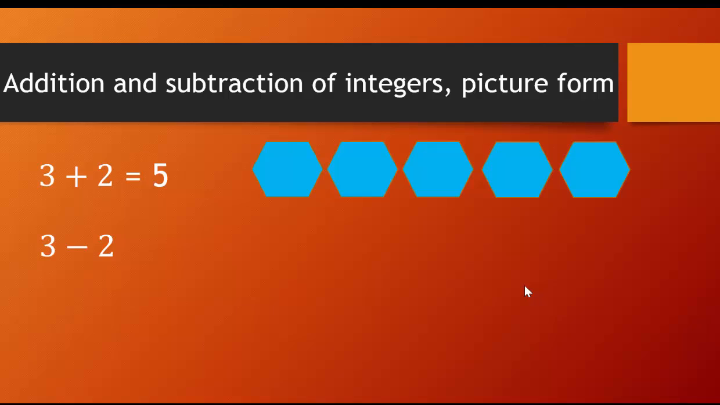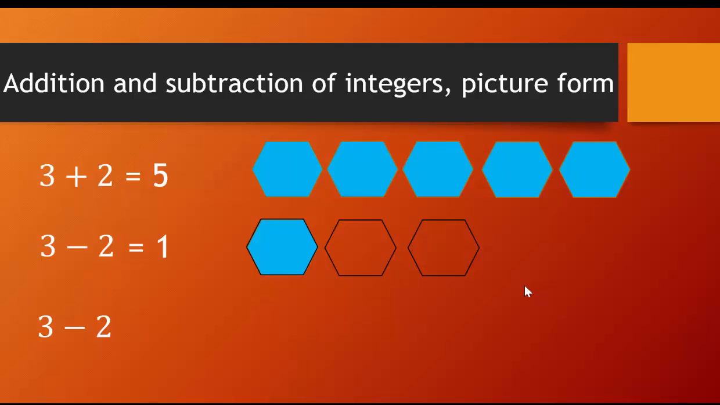Next one is we want to take 2 out of 3. So first we draw 3 shapes in here. And since we are taking 2 away, let's take 2 away. Then remaining is just 1. So then this will be just 1.